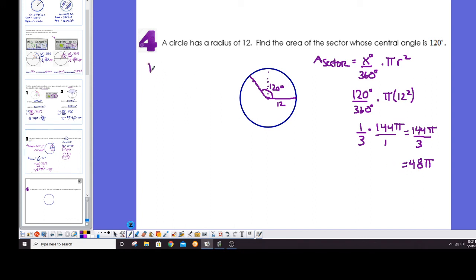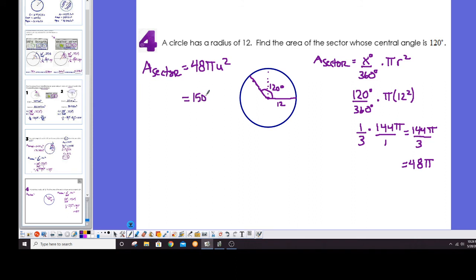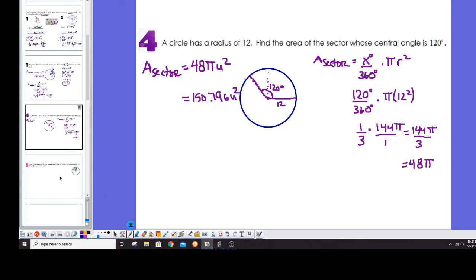So once again, the area of the sector in exact form is not 20, it's 48 pi units squared. And my approximate is 48 times pi, 150.796 thousandths units squared. All right, I know that I made this 5 problems, so let's do the last one.